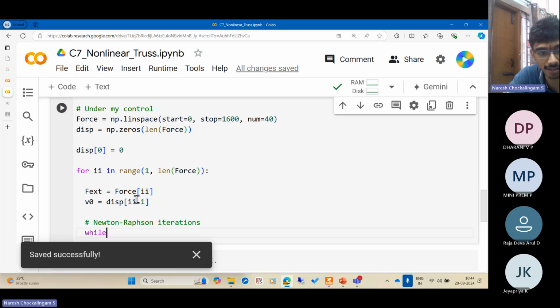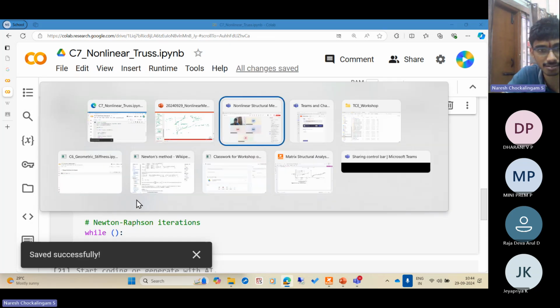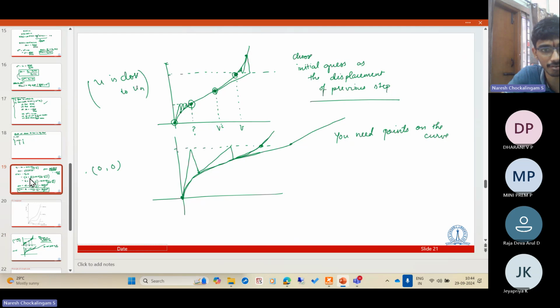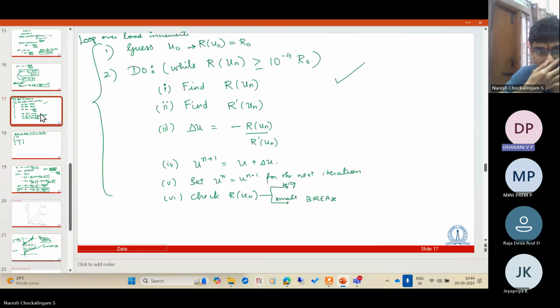I'll tell you that. So it is while some condition. What is that condition? You can see here. Here we wrote down the algorithm, right? What is the condition? While, where is it here? Yeah, while R is greater than some tolerance. So I will do that.